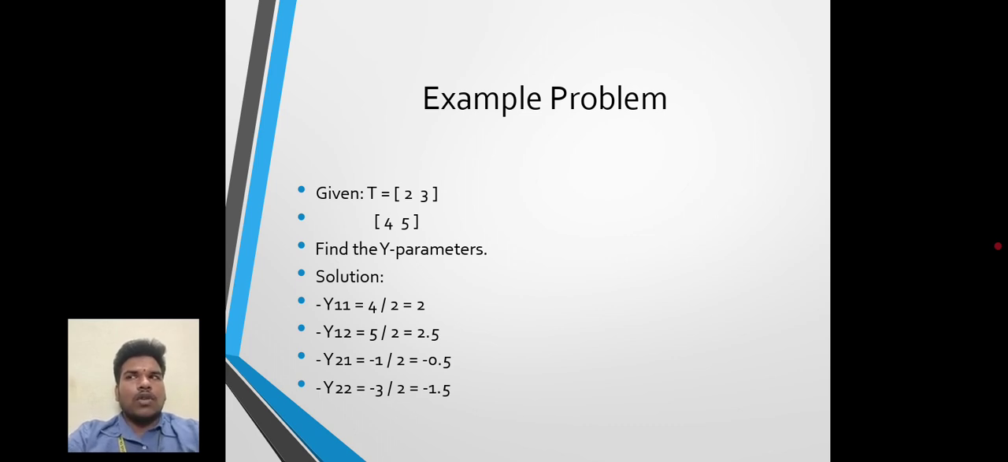Given that T is equal to [[2, 3], [4, 5]], we have to find the Y parameters: Y11 is equal to 4 by 2, that is equal to 2, Y12 is equal to 5 by 2, that is 2.5, Y21 is equal to minus 1 by 2, that is minus 0.5, and Y22 is equal to minus 3 by 2, that is equal to minus 1.5, which can also be written as A is equal to 2, B is equal to 2.5, C is equal to minus 0.5, and D is equal to minus 1.5 respectively.